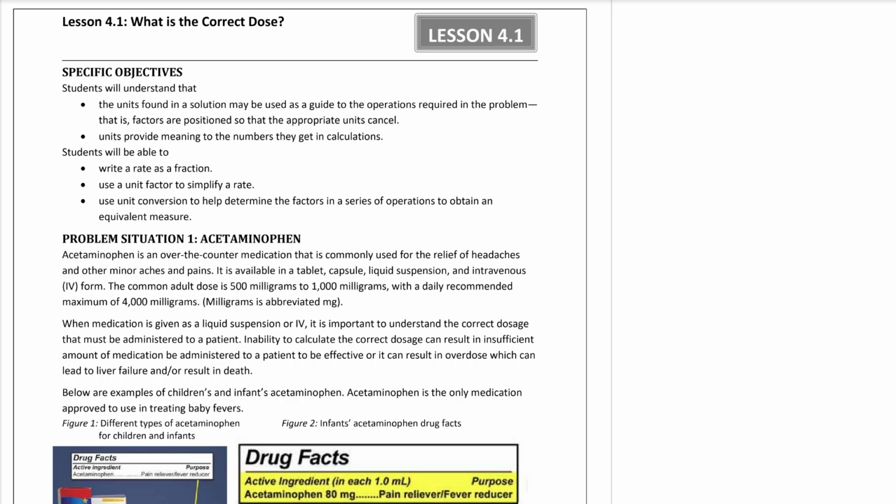Students will understand that the units found in a solution may be used as a guide to the operation required in the problem. That is, factors are positioned so that appropriate units cancel. Units provide meaning to the numbers they get in calculations. Students will be able to write a rate as a fraction, use a unit factor to simplify a rate, and use unit conversion to help determine the factors in a series of operations to obtain an equivalent measure. So basically today we're going to be working with units and doing some unit conversions.